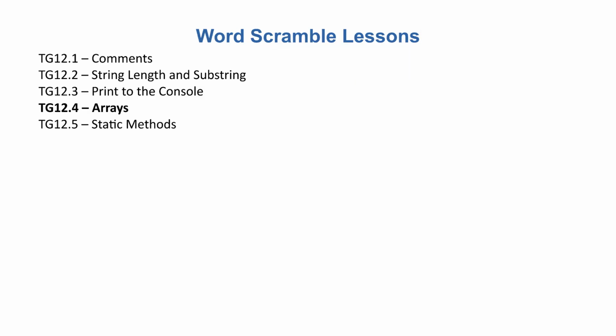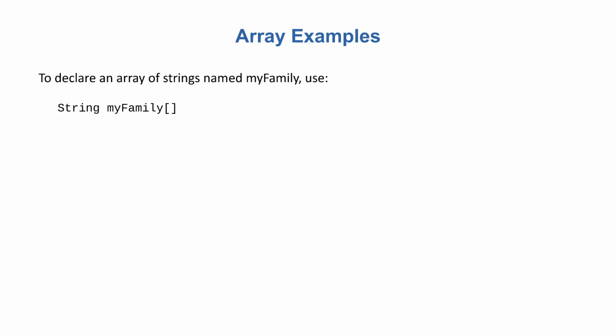This is lesson TG12.4, where you'll learn to work with arrays. In this lesson, you'll put a list of words to scramble in an array of strings. Arrays hold lists of data. Data in arrays must all be of the same type, such as all string data or all integer data. To declare an array variable, put square brackets after its name. For example, you can declare an array of strings named myFamily like this.